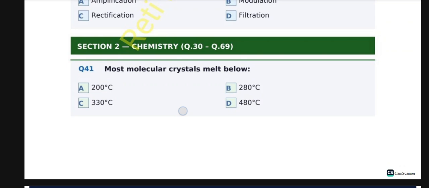Most molecular crystals melt below: A, 200 Celsius; B, 280 Celsius; C, 330 Celsius; D, 480 Celsius. And the correct option is A, 200 Celsius. Molecular crystals are held together by weak van der Waals forces and dipole-dipole interactions. These weak forces result in low melting points, generally below 200 Celsius.